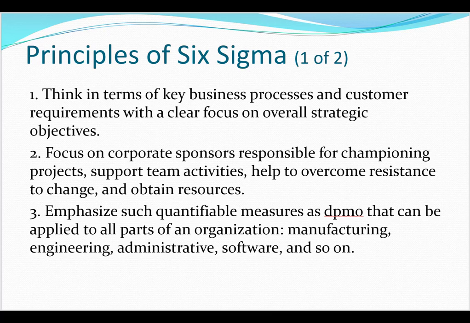Another principle of Six Sigma is to emphasize quantifiable measures that can be used across the enterprise, the organization. So that, for example, defects per million opportunities, DPMO, can be used within any given function. It would have its own flavor, but you can use it for manufacturing, for engineering, for software development, for administrative duties, for any of those. So it's a measure that anybody and everybody within the company can identify with.